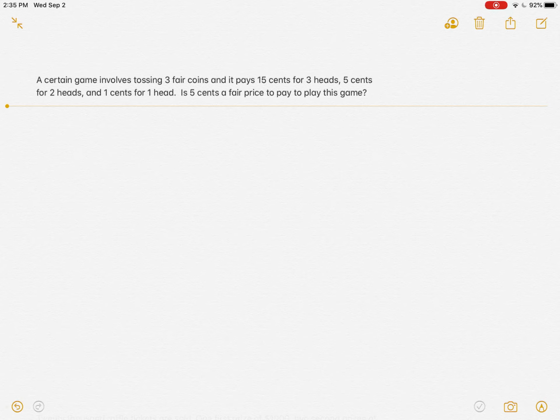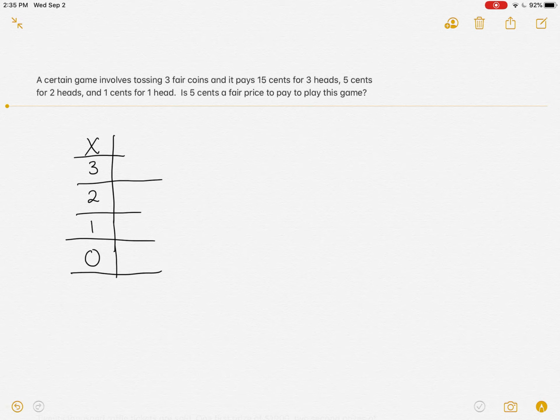I guess we're tossing 3 individual coins, and it's going to pay 15 cents for 3 heads, 5 cents for 2 heads, and 1 cent for 1 head. So let's talk about what could happen as these 3 coins get tossed. The outcomes in terms of the heads could be all 3 are heads, could be just 2 are heads, could be just 1 is head, and it also could be that none of them are heads.